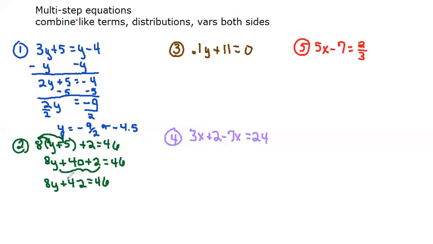Okay, positive 42 needs to go. So we're going to do the opposite sign, which is subtract. So 8y is equal to 4. And then when I divide by 8, I have y is 4/8, or you could tell me it is 1/2, or you could tell me it is 0.5. Okay, any of those are valid answers.